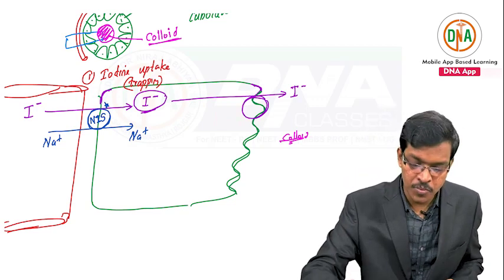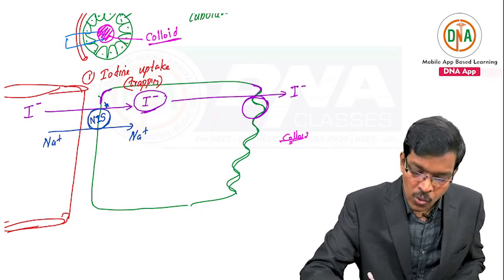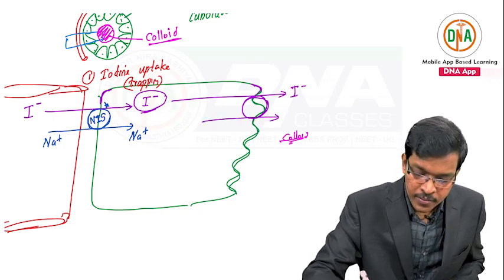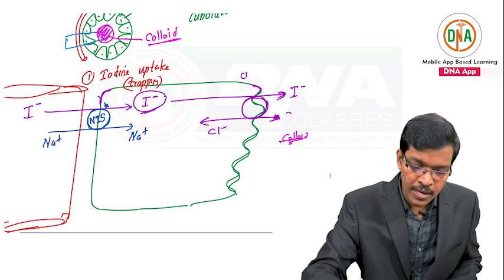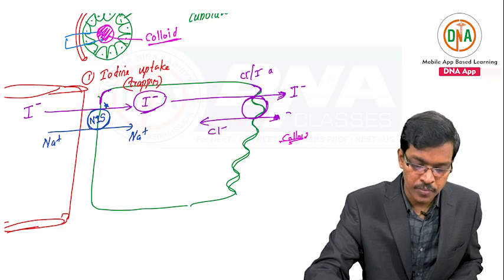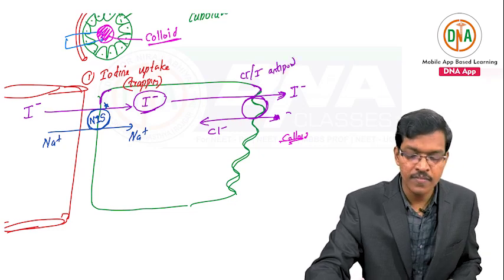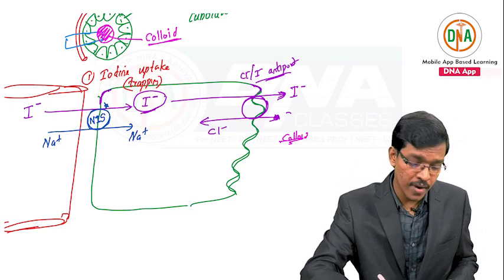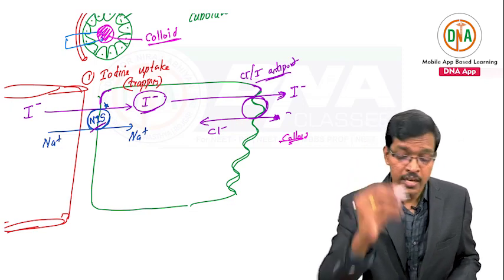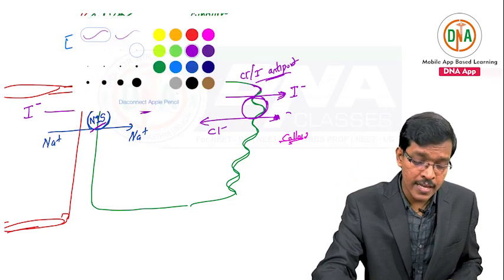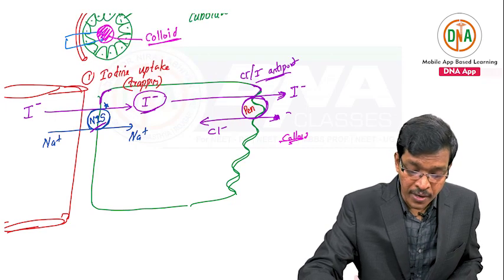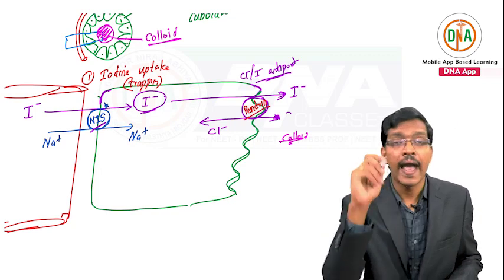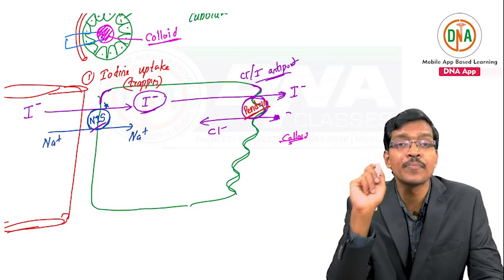The name of the transporter is, this also transports chloride. Chloride will be transported in and iodine will be transported out. So it is a chloride iodide antiport. It's an antiport. Previously we had seen a symport, sodium iodine symport. It's an antiport. The another name for this antiport channel is pendrin. So chloride iodide antiport is also known as pendrin.